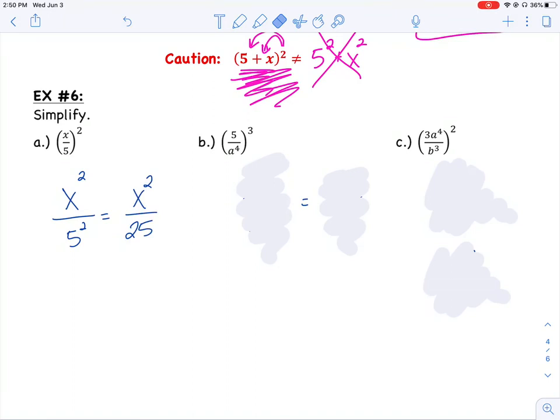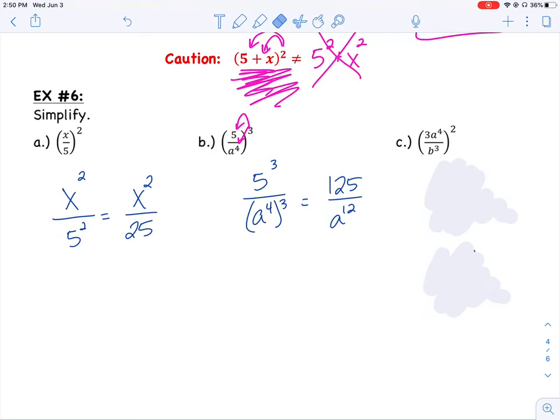All right, do the same thing with part B. I have 5 over a to the 4th, and I want to cube it. That means I want to cube the 5, and that means I want to cube the a to the 4th. 5 cubed, that's 5 times 5 times 5. You end up getting 125. And then when I raise to a power, I'm going to multiply the exponents, and I got a to the 12th.